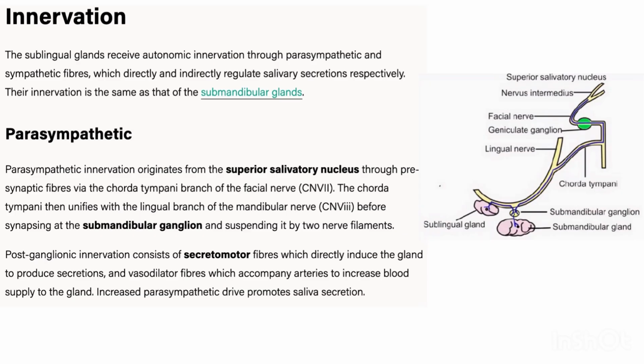Innervation of the sublingual gland. So the beautiful thing is that it is similar to that of the submandibular gland. The parasympathetic innervation will be from the superior salivatory nucleus. Preganglionic fibers go through the chorda tympani branch of the facial nerve, which joins the lingual branch of the mandibular nerve, and then it goes to the submandibular ganglion. Postganglionic fibers from this ganglion go to the sublingual gland. So increased parasympathetic innervation will promote salivary secretion, while an increase in the sympathetic will decrease the salivary secretion.